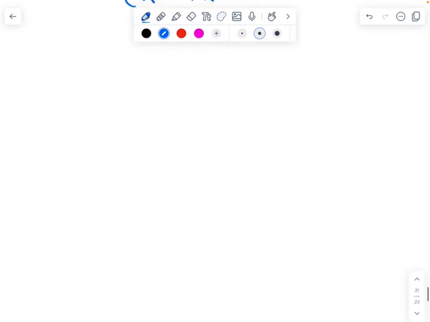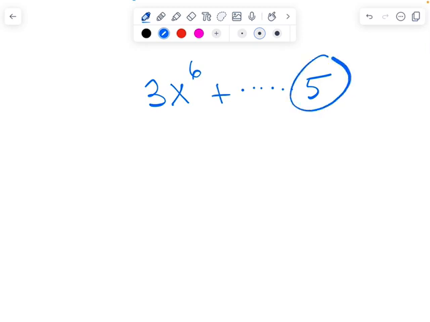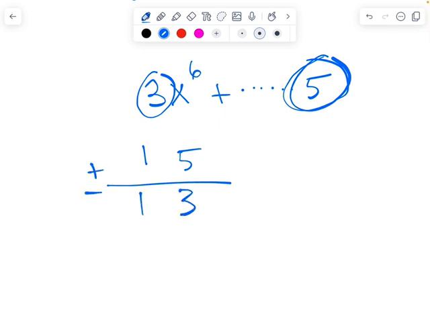Let's do another one that's kind of more of a test question that you're going to see on a test. You're going to have 3x to the 6 plus a bunch of stuff. At the very end, let's say you have 5. So we're going to list all the factors of this one. The rational roots theorem says list all the factors of this one on top. So that's going to be 1, that's going to be 5. All the factors of this on the bottom could be 1 and 3, plus and minus.